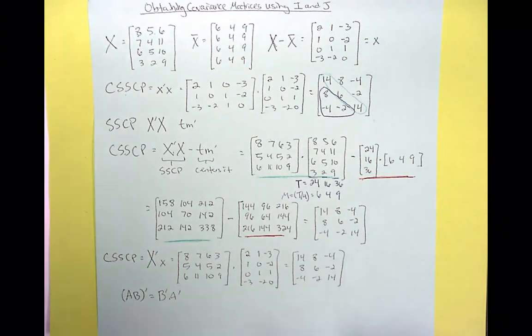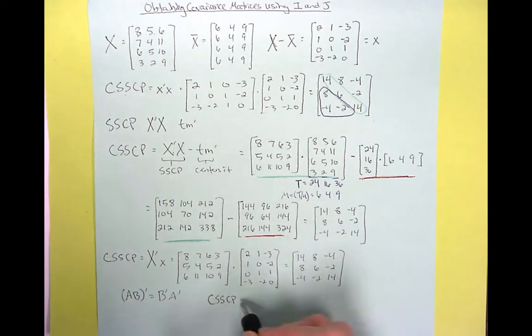So we have the centering sums of squares and cross products matrix. We know from up here that it equals the transpose of the deviation scores times the deviation scores.